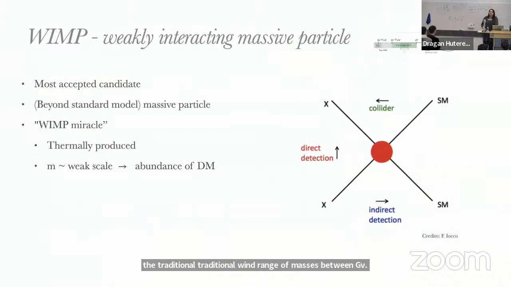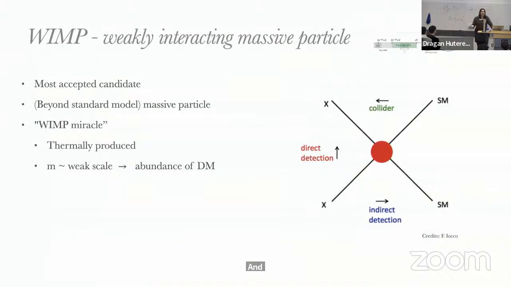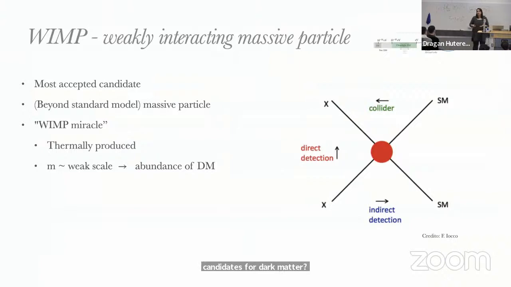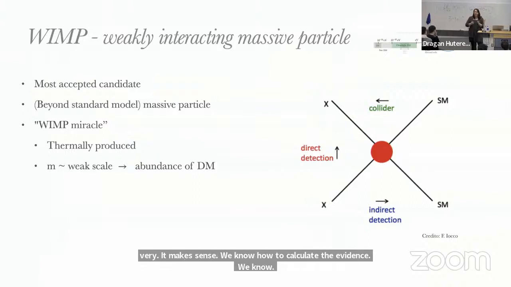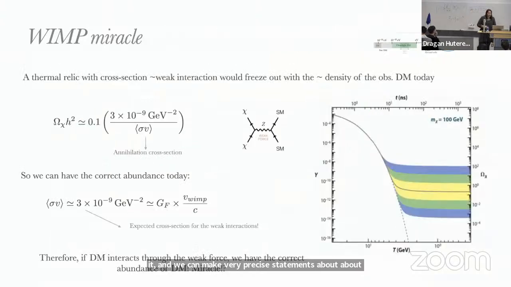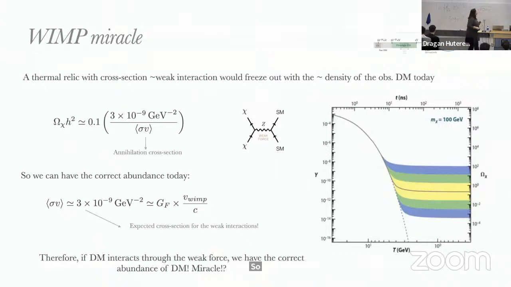And why is WIMP so famous? Why does everybody like WIMP? Like Vera said this morning, having thermal candidates for dark matter makes sense. We know how to calculate abundance. We know what is the temperature. We know exactly how to calculate, and we can make very precise statements about its production and abundance. So WIMP has what they call the WIMP miracle. You might like this word or not, but basically, and Vera is going to talk more about this, so that's why I'm going super quick through WIMP.